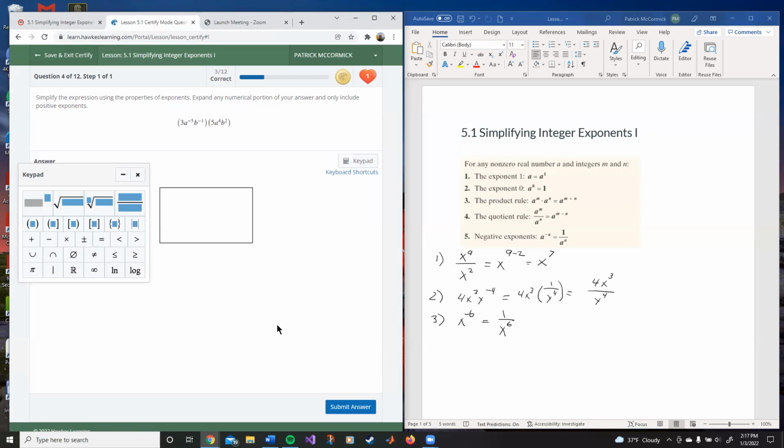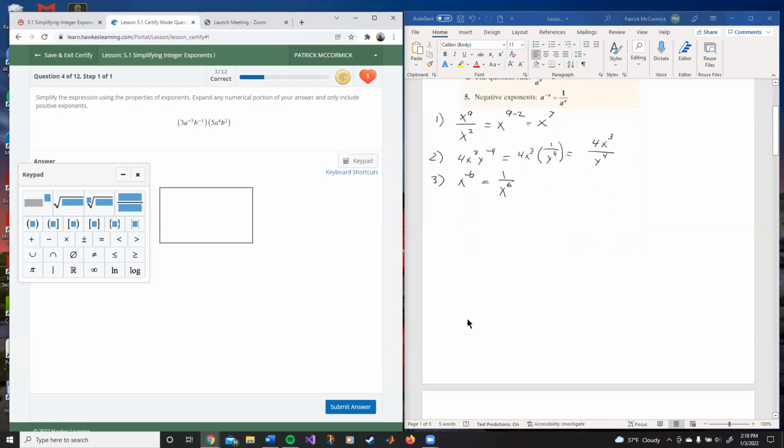All right, moving right along. So this one's a little exciting here. So got to take our time with this. So again, it's the same rules. We need positive exponents. But let's just work this out slowly. So 3a to the minus 5th, b to the minus 1. Times 5a to the positive 4, b to the positive 2.